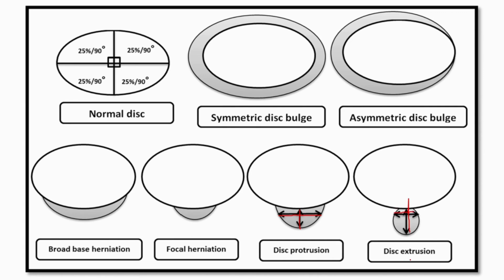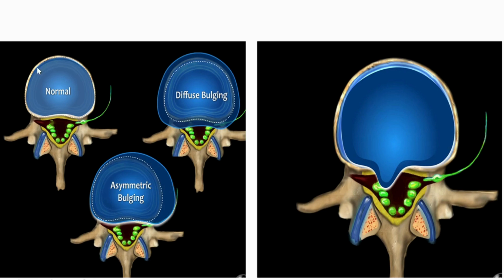In this image, this is called the extrusion. Now in this disc simulating image, this is the normal disc. This is the diffuse disc bulge involving the whole disc circumference. This is the asymmetrical, involving more than 180 degrees but not the whole circumference, and this is the focal. So this is the focal type.